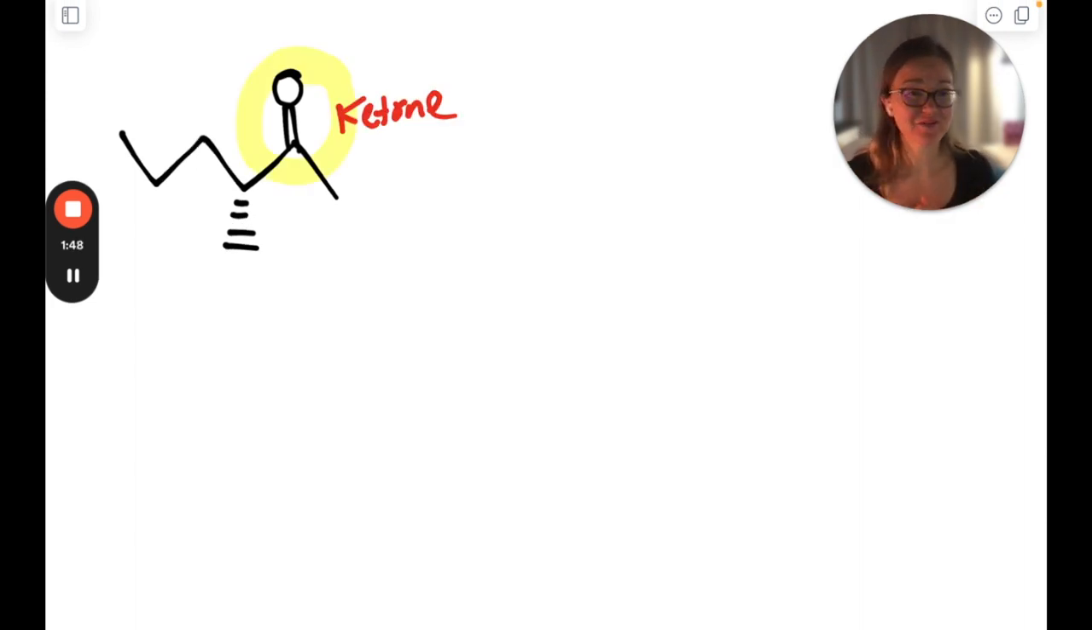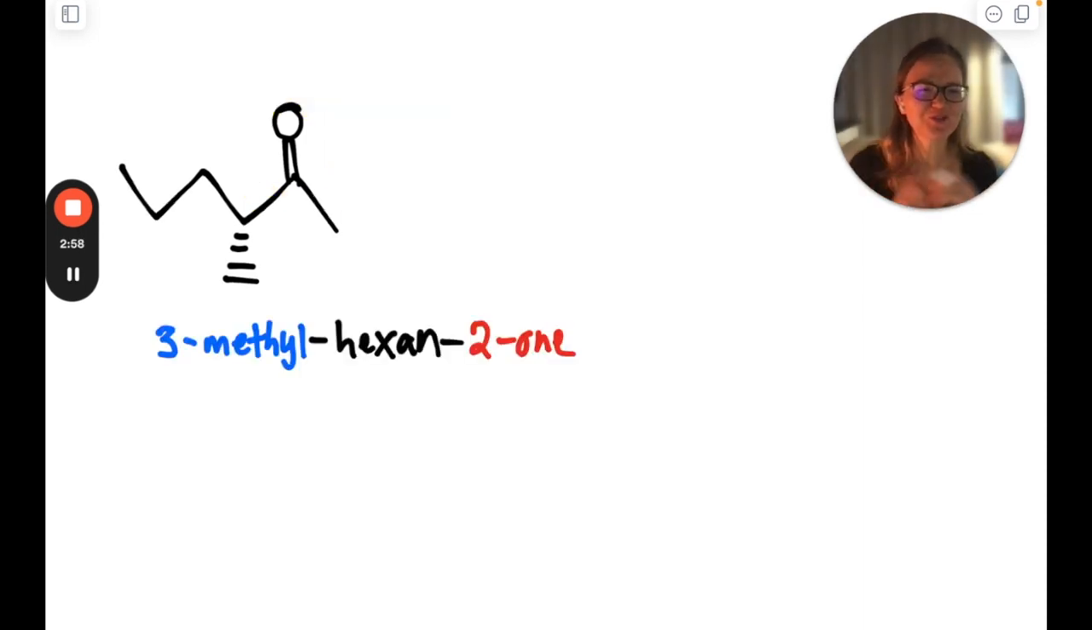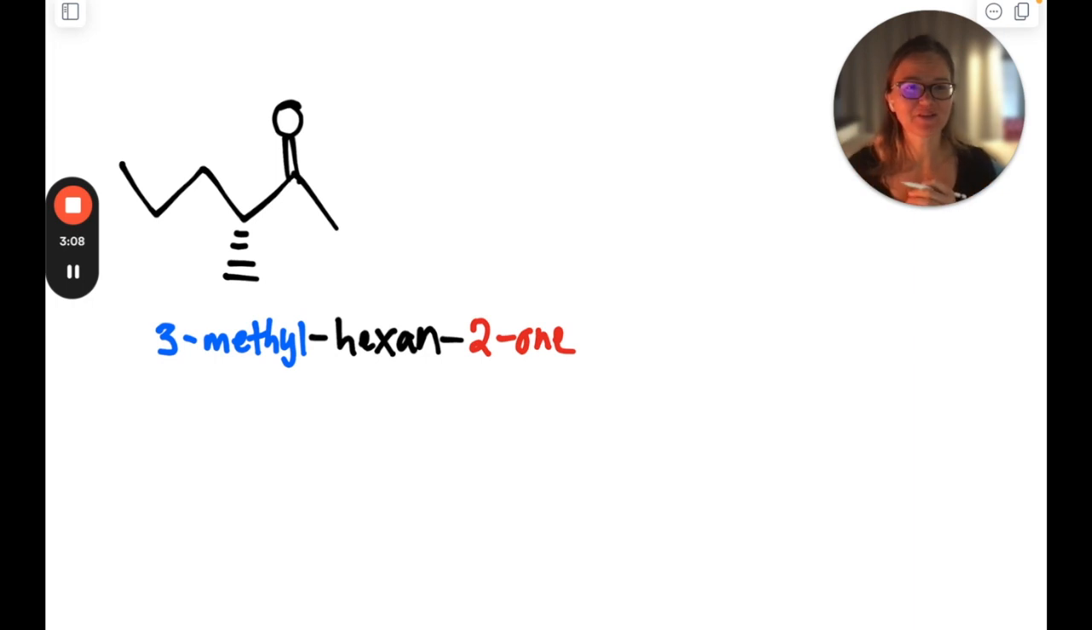We'll get to how you decide if it's an R or S isomer, but for practice, go ahead and pause the video and name this up to what we've learned so far. So you should have got that this is 3-methyl hexane-2-one. Now the only thing missing is we have to add on in the front of our naming here, whether this is an R or an S configuration.